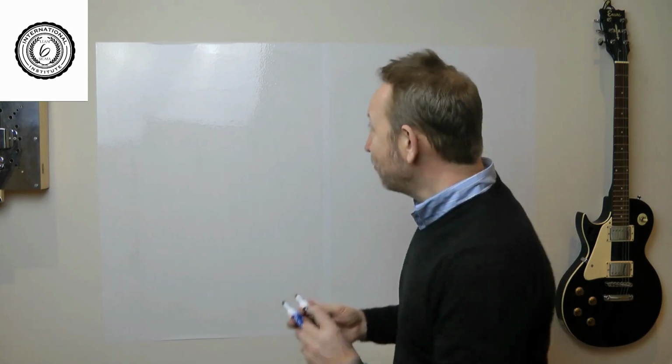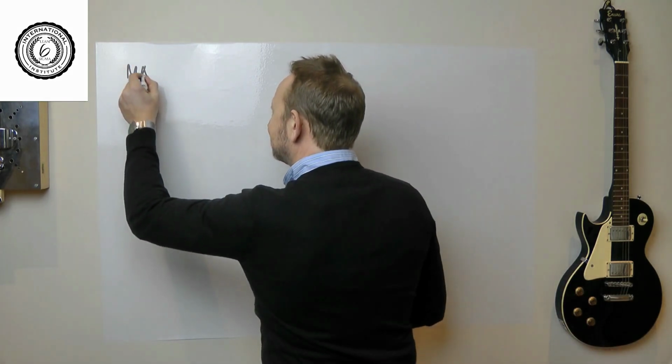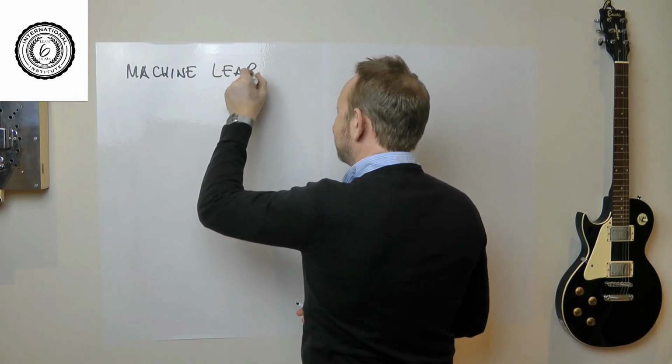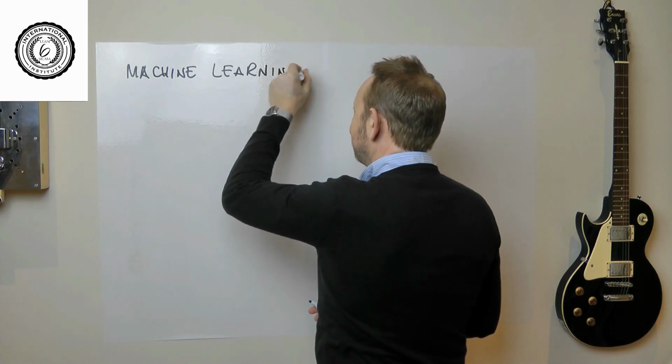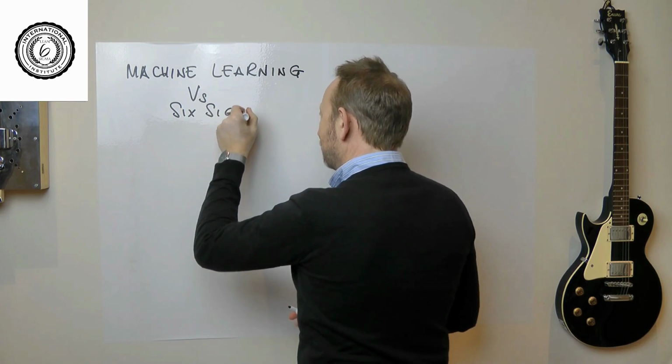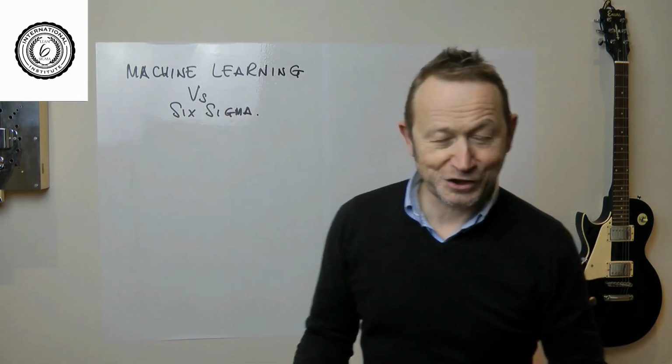My name is Paul Allen, and the subject of today's newsletter, well, we are going to talk about machine learning and artificial intelligence and how that might help or hinder the Six Sigma process. Okay, so we're going to talk about machine learning and how it works versus Six Sigma, or the Six Sigma journey.